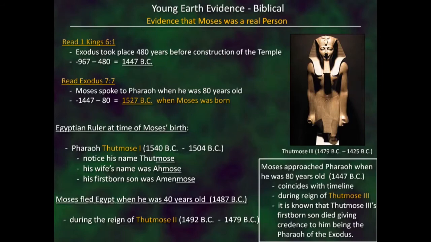And then, of course, he approached Pharaoh again when he came back when he was 80 years old. And that time frame is this Thutmose III, when he would have come back. And it's interesting that Thutmose III, there's documentation that says that his firstborn son died. It doesn't say how he died, but it does say that his firstborn died.